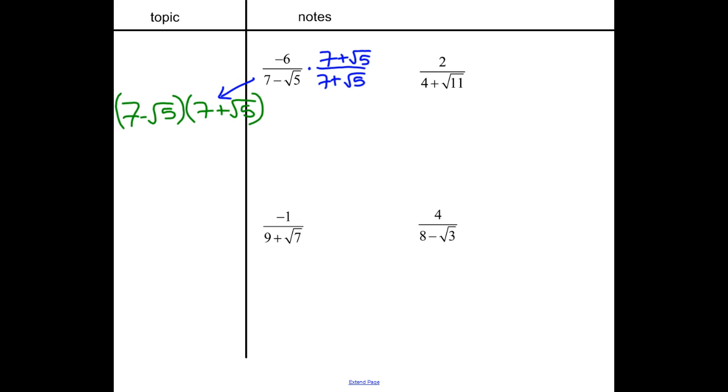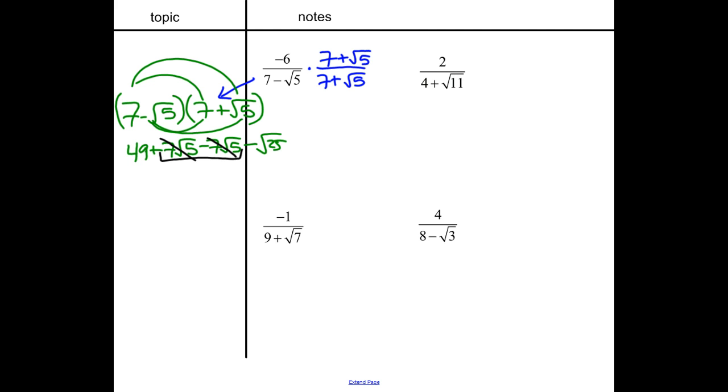and we expand this out, we do 7 times 7 is 49. 7 times positive square root of 5 is plus 7 square roots of 5. Negative square root of 5 times 7 is minus 7 square roots of 5. And positive square root of 5 times negative square root of 5 is negative square root of 25. Let's simplify this. If you notice, this piece right here cancels out.